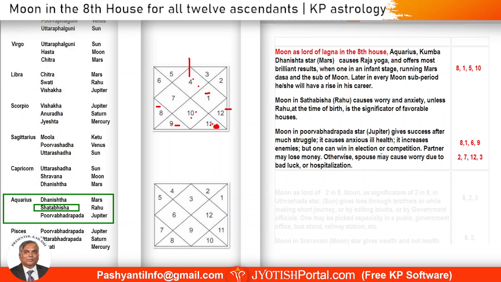So when you look at that, you see that this combination is not good for the 7 and 12. It does indicate some kind of a health issue, and the 12th is usually for hospitalization. So that's why he mentions hospitalization. The third house also indicates a small journey, maybe it's a journey towards the hospital.